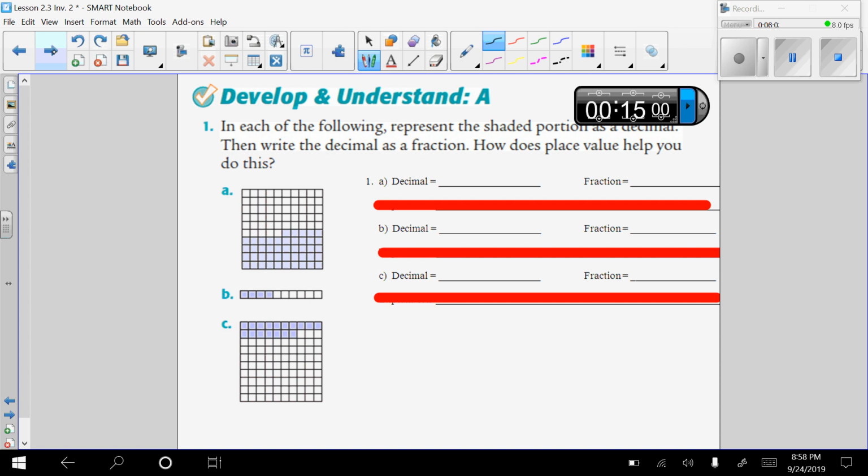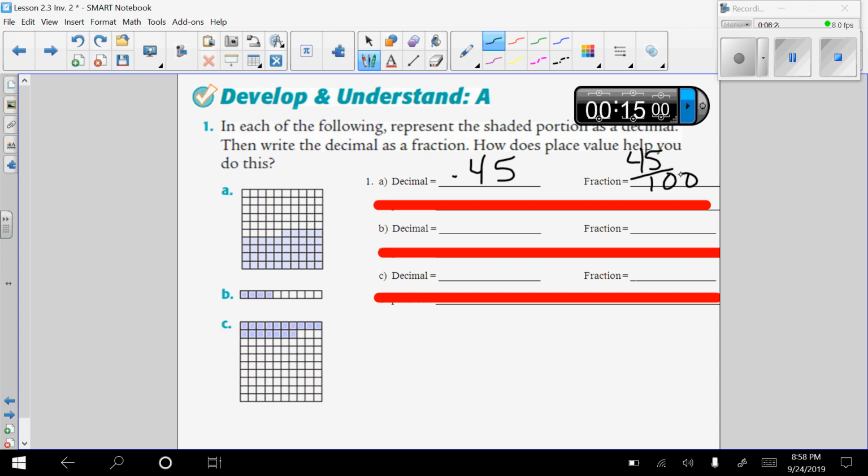So if I look at A, I can see that there are 45 shaded squares. That means there's 45 hundredths of them shaded. Or I could say 0.45 for my decimal, or 45 over 100 for 45 hundredths. 45 out of the 100 are shaded.